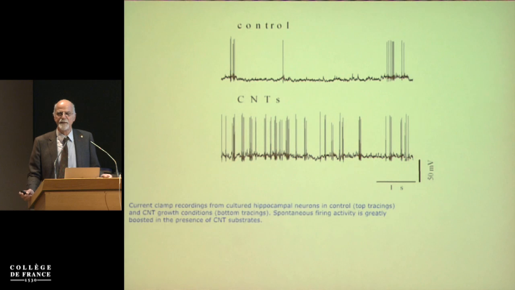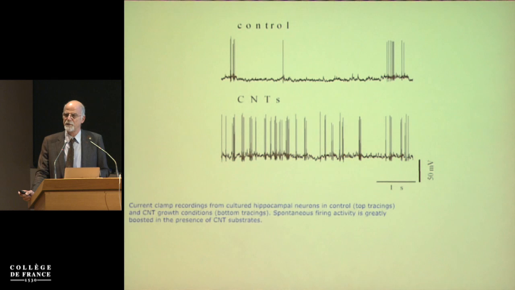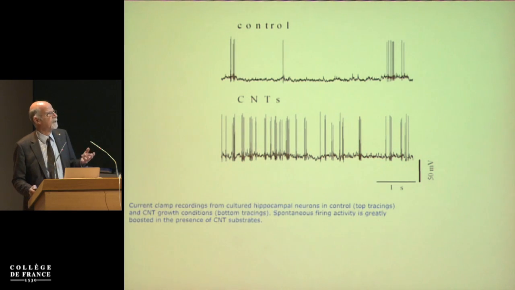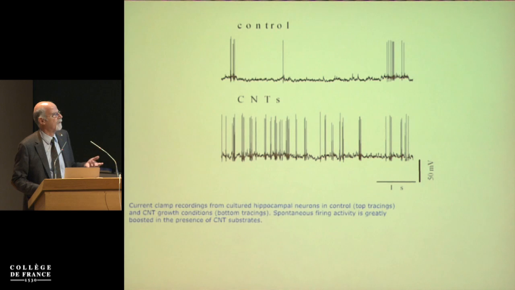So this indicates that there is a very strong affinity of neurons for carbon nanotubes, and also that there must be some sort of electrical contact, because the electrical activity of the neurons is enhanced in the presence of carbon nanotubes. And so this was very promising, and so we decided to go further.